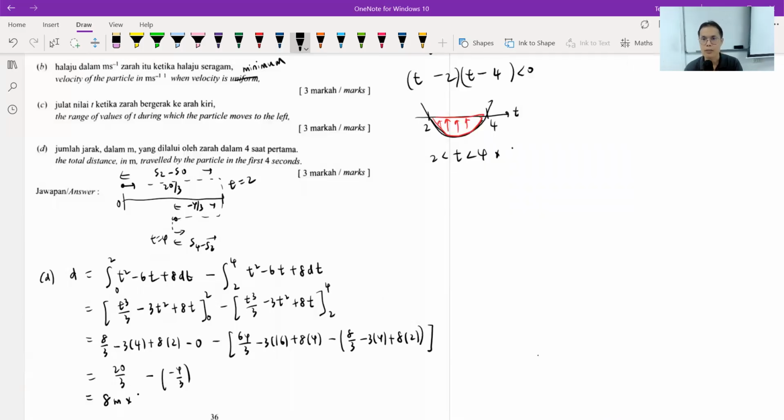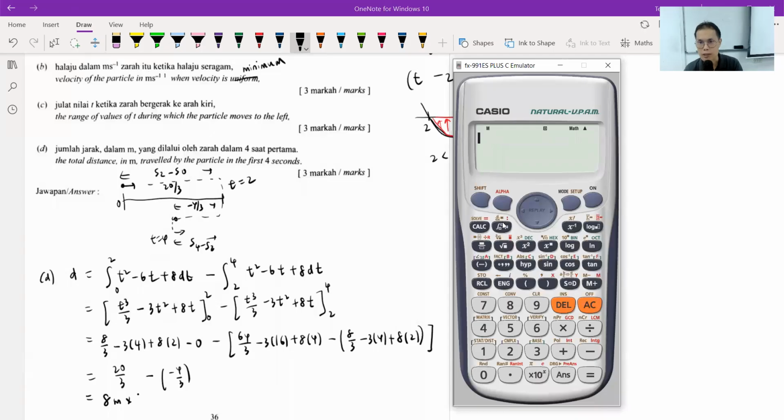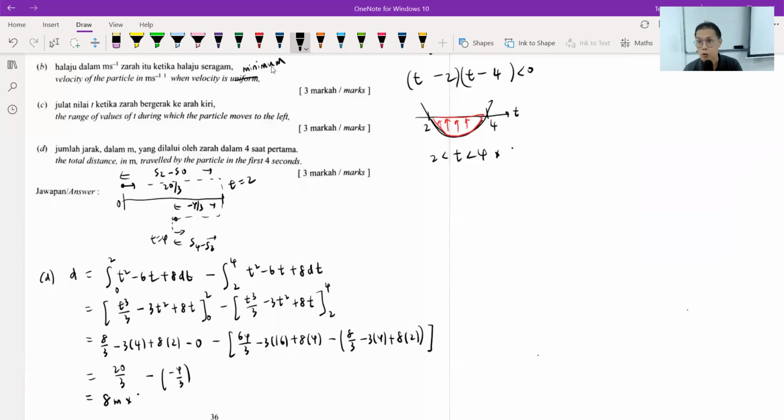Now, you can always validate by using a calculator. Do you know that your calculator has this integration function? You can type in alpha x squared minus 6 alpha x plus 8. Your lower limit is 0, upper limit is 2. You can count, it's 20 over 3, right? Then we just change this to 4. Move down, change this to 2. And my answer is negative 4/3. Yeah, so we can validate and we know this is true. This is correct.